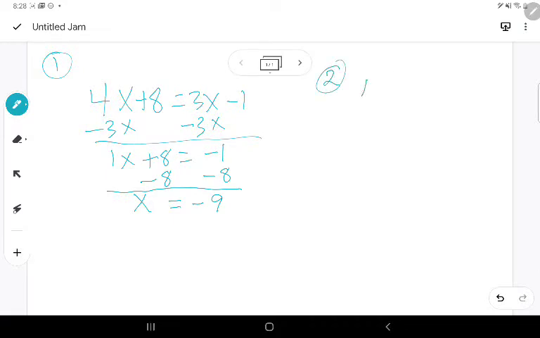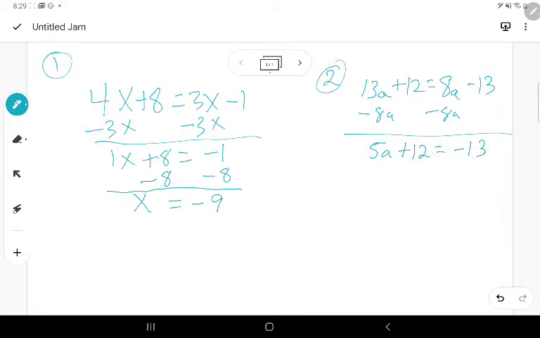It states 13a plus 12 equals 8a minus 13. Again, if you look at the equal sign, you have an a on both sides of the equal sign. Those are like terms, so we can move the variables to one side. So I subtract 8a from both sides. That would give me 5a plus 12 equals negative 13.